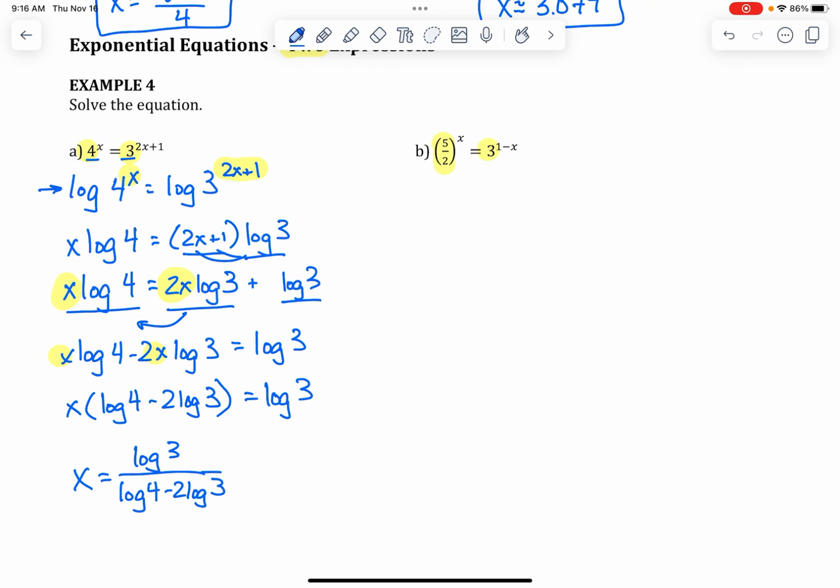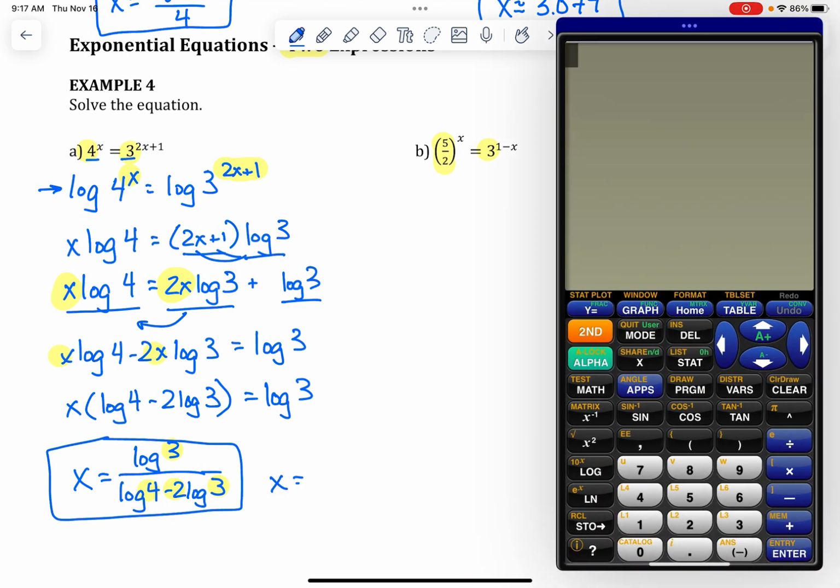And this works with any log base. So if you chose log base 2 or log base 8 or natural log, it's all going to give you the same thing. So the log base itself doesn't matter. It's did you get the numbers to go along with it. So these are the numbers that matter, the 3, the 4, the 2, etc. And then they'll want an approximation with a decimal. If you go in your calculator and type that in, you just have to be careful of some of the fractions. We have log 3 divided by the quantity log 4 minus 2 log 3, and that's going to give you negative 1.355.